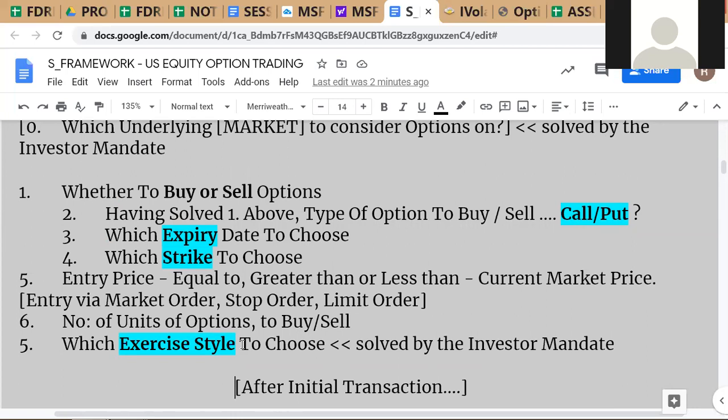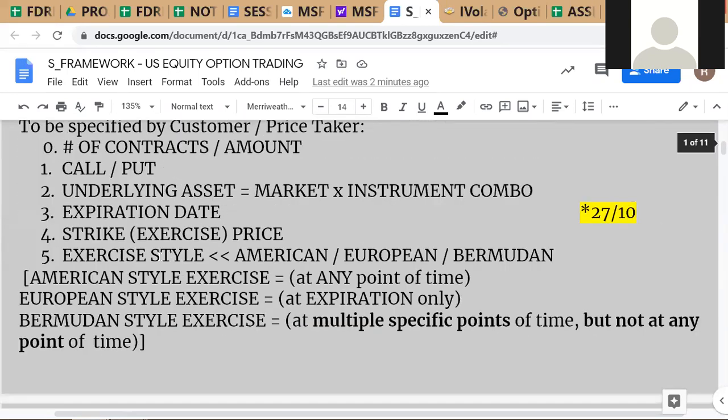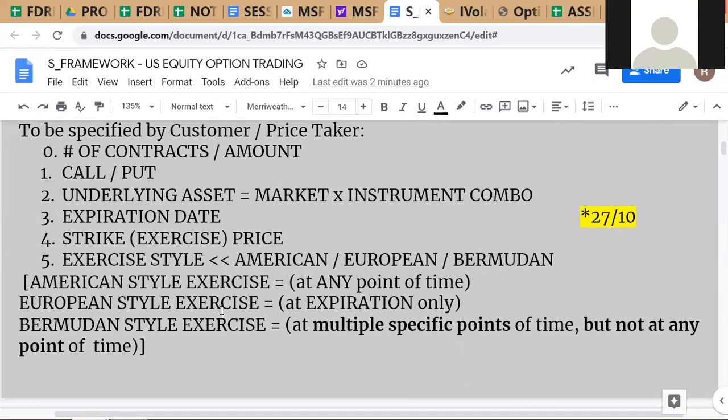So you can choose to learn driving in India or in the US. You will still learn how to drive, but if you choose the US, then you will learn how to drive on the right-hand side of the road. You still know how to move the car, which is what driving is all about. So this is not so important, and it is automatically determined by your choice of market. But it's important to understand that this is an additional decision problem, because when you're talking about aspects of an option, you have to talk about the exercise style.